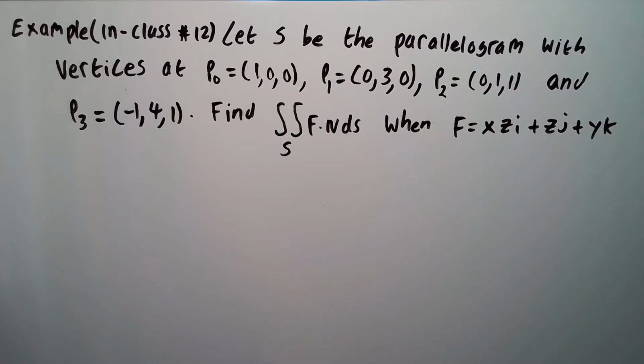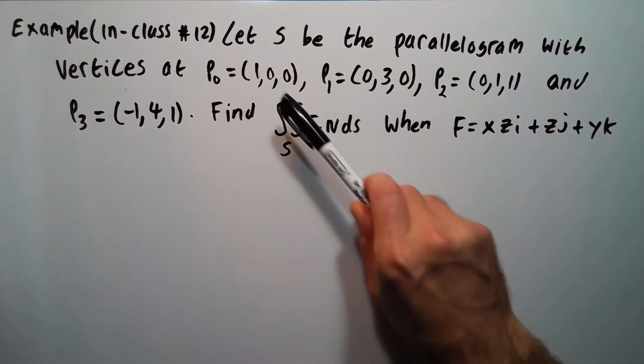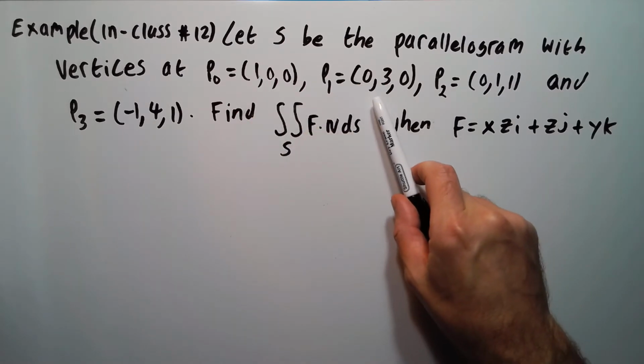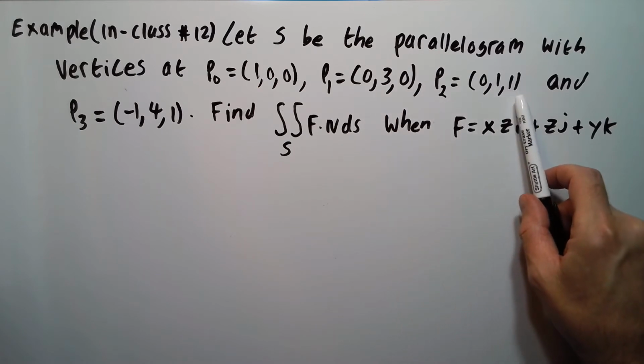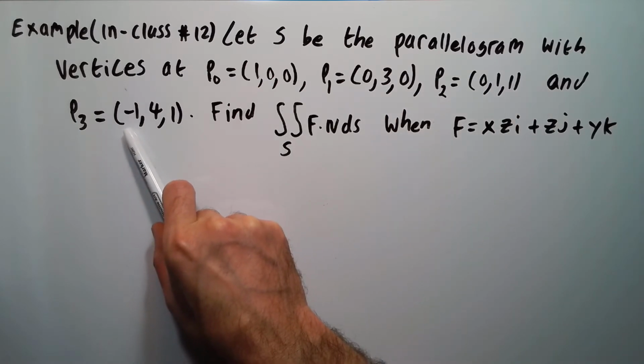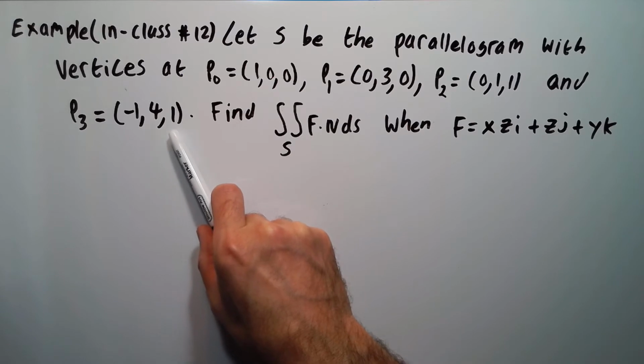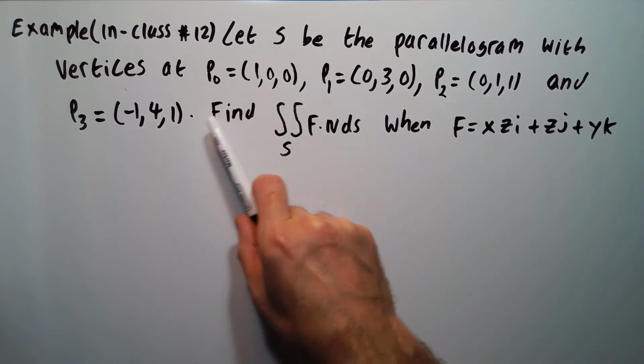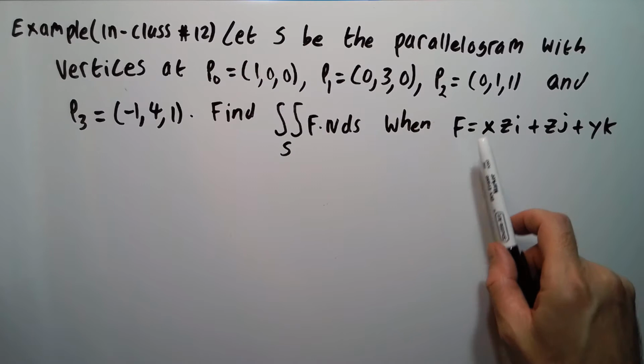Okay, let's do another example. This is actually in class number 12. So it says let S be the parallelogram with vertices at P0 equal to (1, 0, 0), P1 equal to (0, 3, 0), P2 equal to (0, 1, 1), and P3 equal to (-1, 4, 1). So this will be a parallelogram in 3-space. So let me draw it.